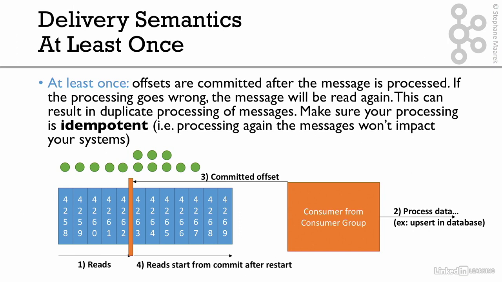And so in our case, this processing of inserting the data 4262 into our database will happen twice, and that can generate duplicates unless your processing is idempotent. We'll see how we can make our processing idempotent, but I just wanted to give you an idea.